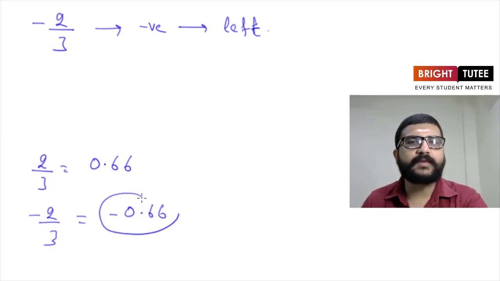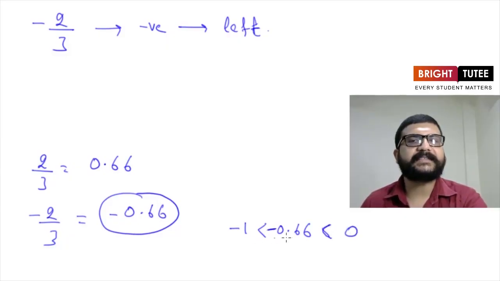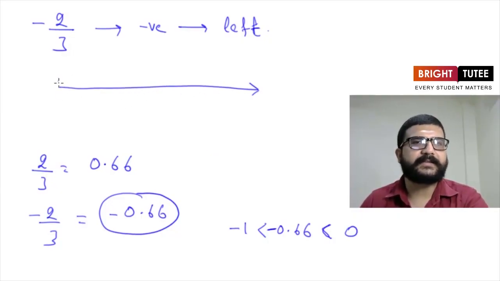Now what do you think, between which two numbers will minus 0.66 lie? It will lie between minus 1 and 0. It will be greater than minus 1 and less than 0. As it is a negative number, it will be less than 0, and it is 0.66, so it is greater than minus 1. So the number minus 2 upon 3 is lying between minus 1 and 0. So what we have to do now? Let's plot minus 1 and 0 on the number line first.